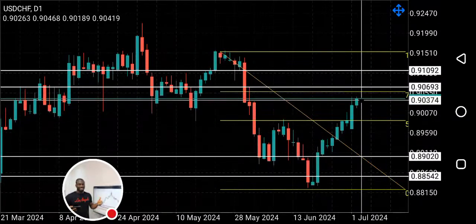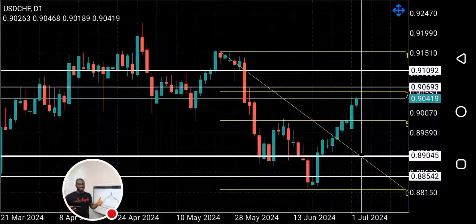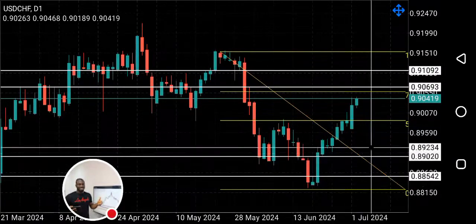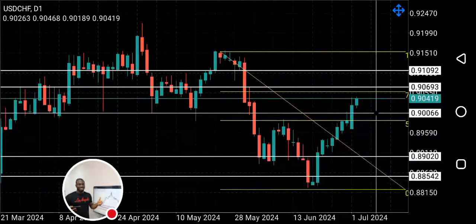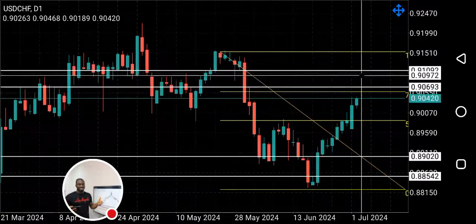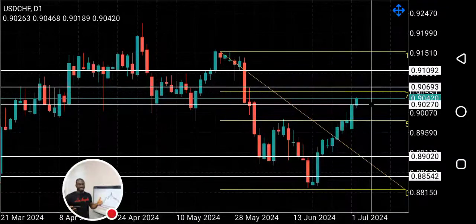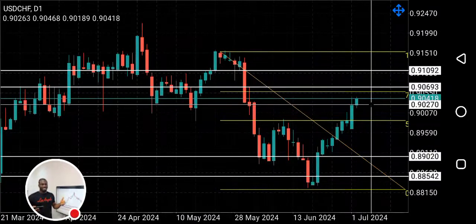If you buy from the current market price, you'll be taking a very high risk, which I don't recommend. It's too high. If you are buying from this point and your target is here, look at the risk reward. That's a very poor risk reward, and I would not recommend or suggest that you take it.